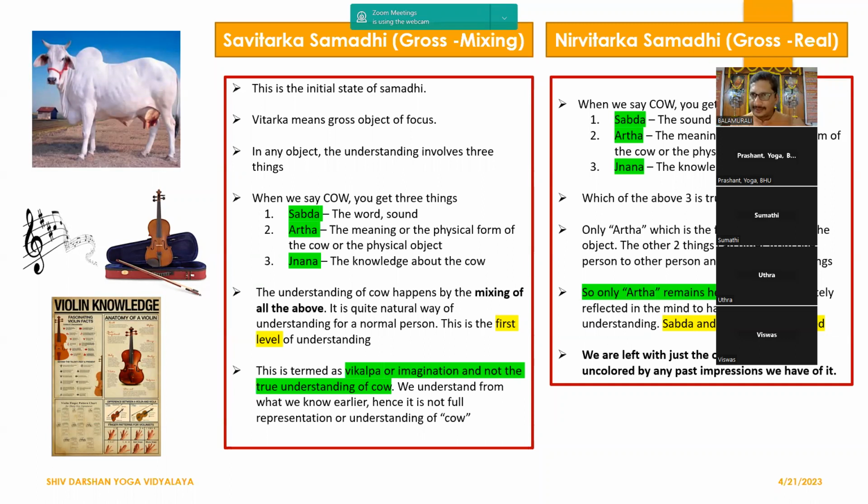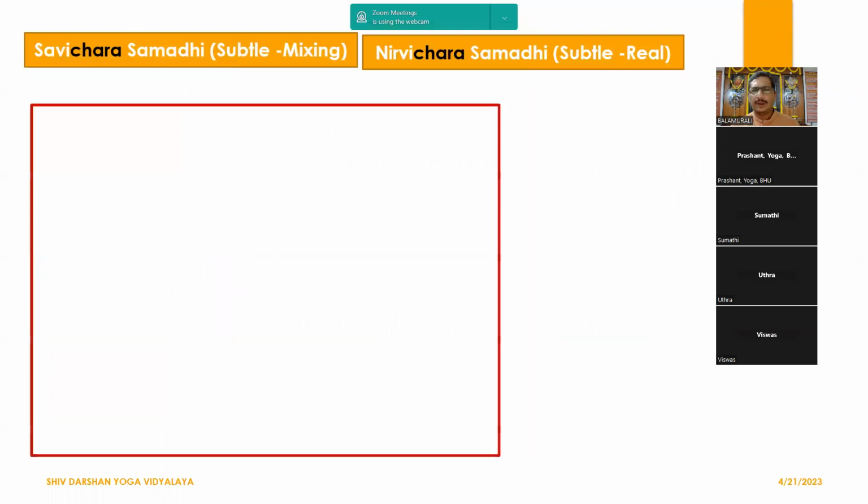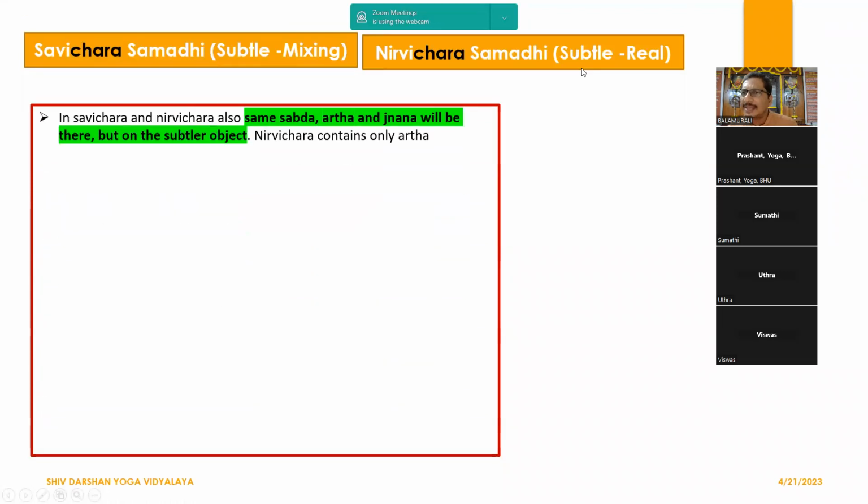We'll get into further how my knowledge is limited. We will see about it. What is savichara and nirvichara, which are the third and fourth levels? That subdivision we are talking about: in the first we have two subdivisions, in the second we have two subdivisions. So it is 1.1, 1.2, 2.1, 2.2. You can do it like that. So this is 2.1 and 2.2, savichara and nirvichara. This is the same as savitarka and nirvitarka, except this is on a subtler object.